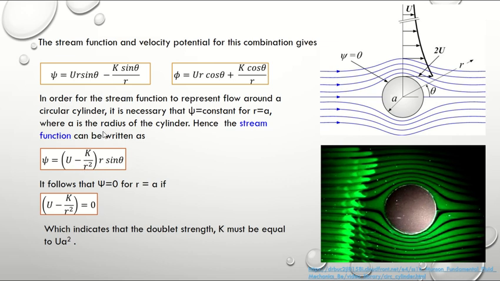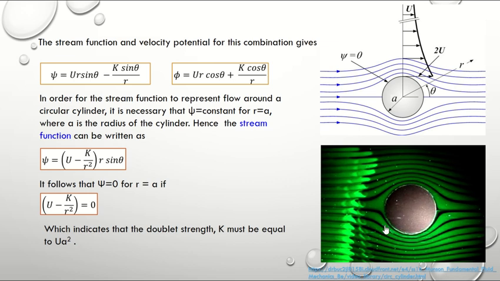So we rearrange the first equation for psi, and then we get this equation. By setting psi equal to 0 where r equal to a, the radius, we come up with this equation: U minus k over r squared equal to 0. Or we can define k, which is the strength of this doublet, equal to U r squared, or U a squared, because now r equal to a.